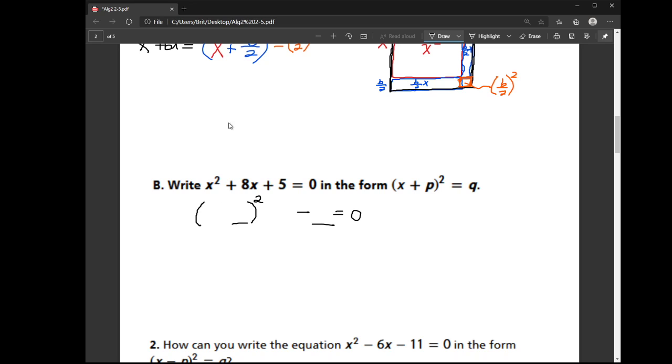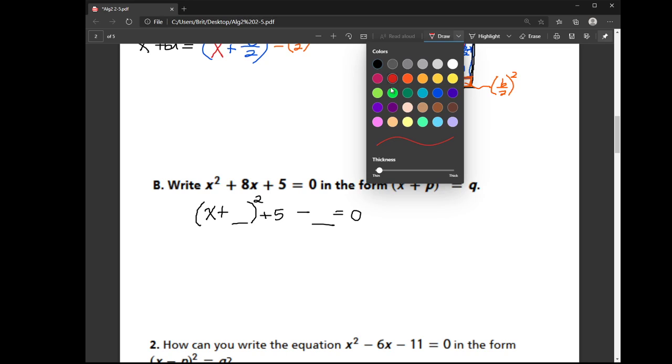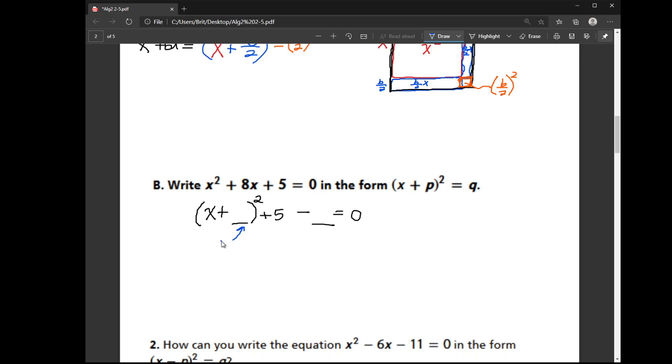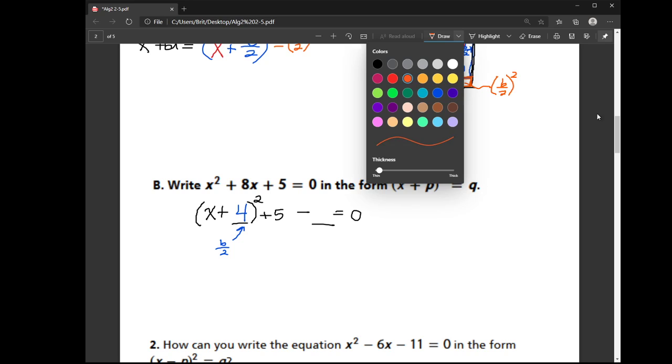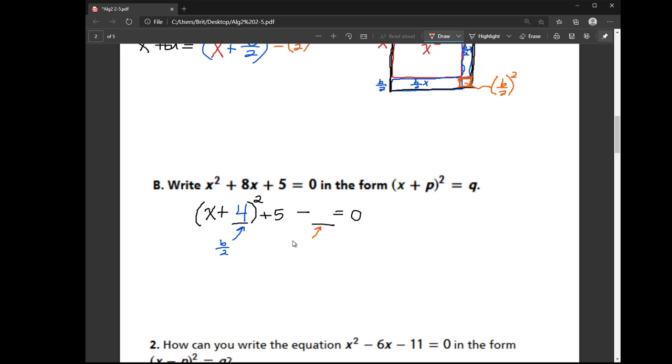So this is what it looks like. I'm always going to drop down my variable, in this case an x. I'm always going to drop down that first sign, which is a plus, and then I drop down my c, which is 5. To fill in the first blank, I should use blue on that, my bad. This first blank is always whatever b is divided by 2. So here, if I take 8 and divide it by 2, I get 4. Then, just like up above, we had to subtract b over 2 squared. So I take that 4, because that's b over 2, and square it, which is 16.